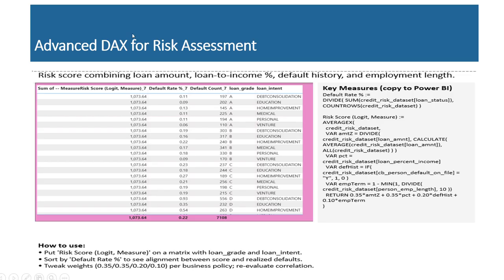This is the DAX function. These are key measures to copy into Power BI. Default rate is equal to sum of credit score divided by the dataset and loan count. And then count rows is the field in the dataset.